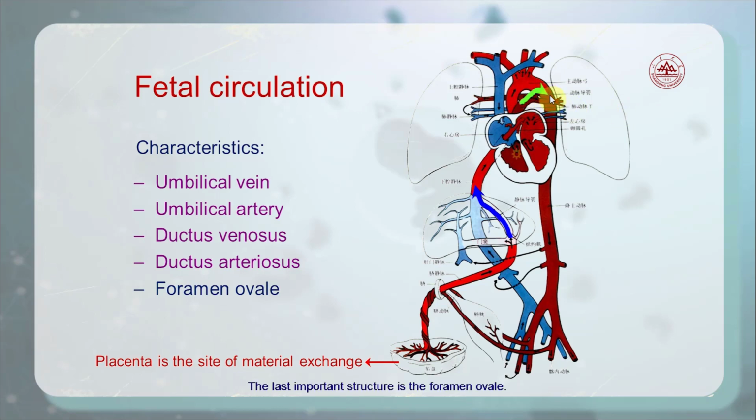The last important structure is the foramen ovale. In the fetus, the foramen ovale permits the right to the left shunt, ensuring the highly oxygenated blood goes into the left atrium and then into the systemic circulation. Well, these are 5 vascular structures in the fetal circulation.